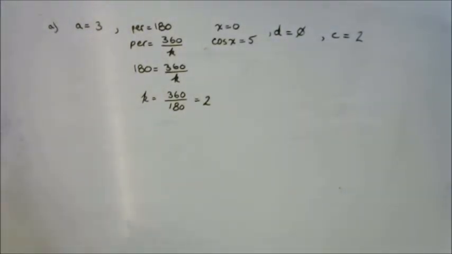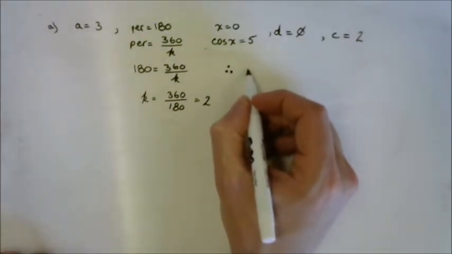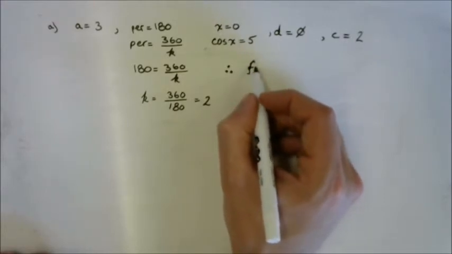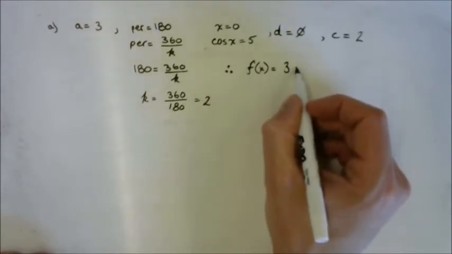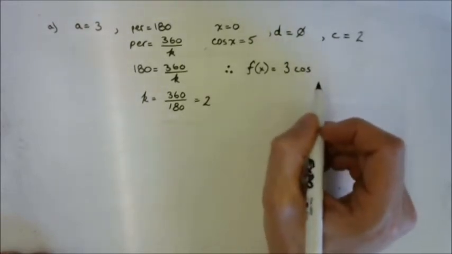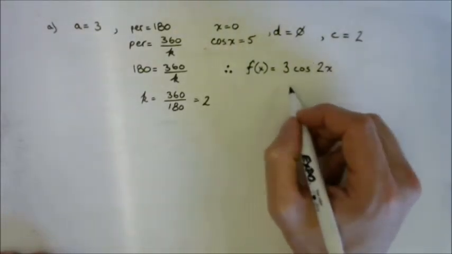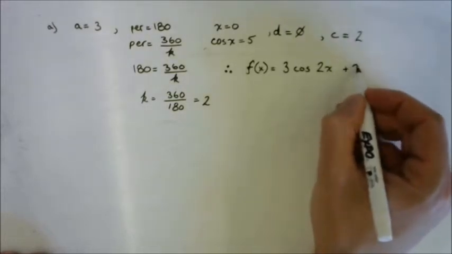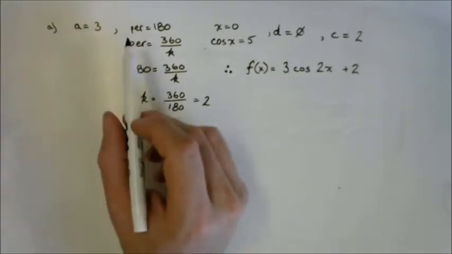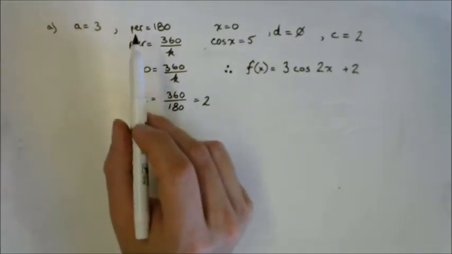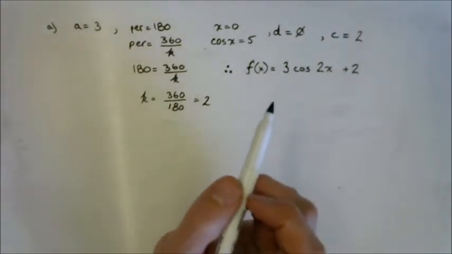Okay, so our new equation as a cosine function is f of x equals, it's an a of 3 times the cosine has a k of 2, has no d, so it's just the cosine of 2x plus 2. Okay, identify the parameters, get your a, k, d, c, and then plug them into the equation where they go.